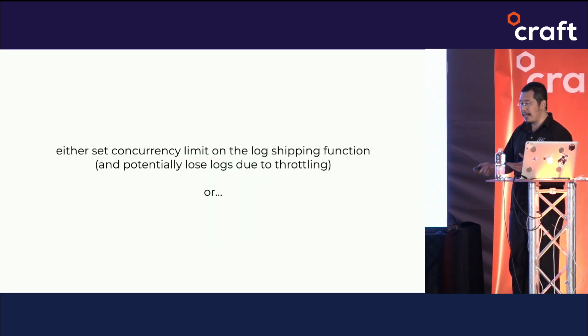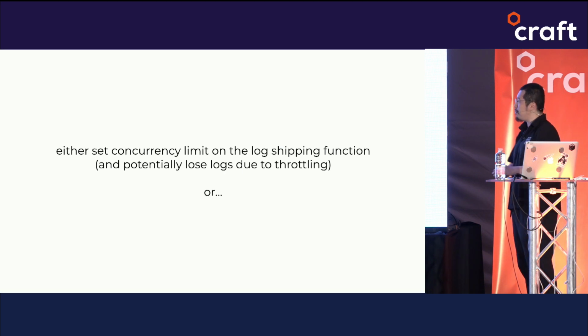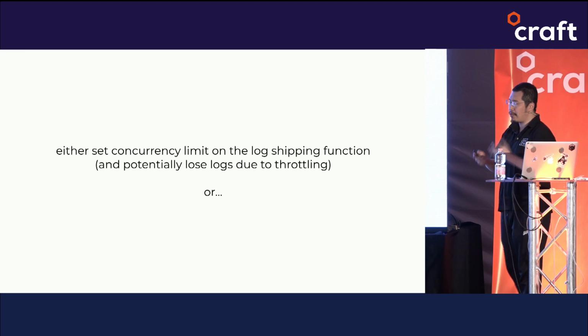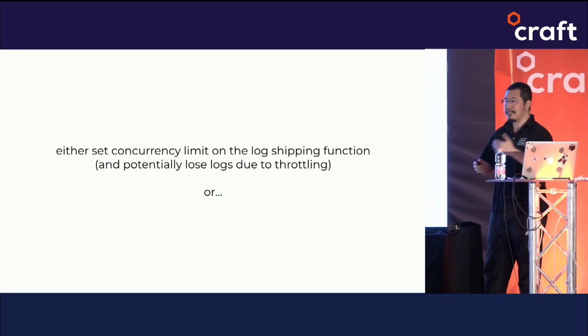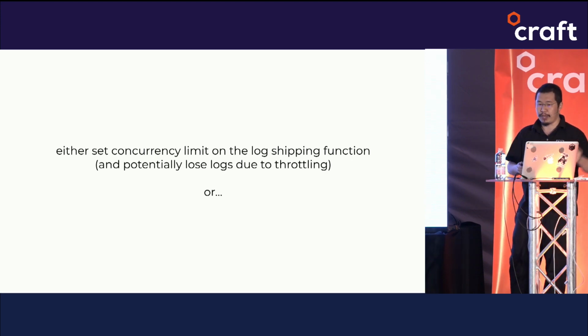One of the things you could do in that case is set the concurrency limit on my log shipping function by setting a reserved concurrency on that particular function. That will constrain the amount of concurrency that's used by that particular function. But at the same time, when you do that, you now risk potentially losing data because that function keeps getting throttled whenever CloudWatch Logs is trying to push to that function to ship logs to somewhere else.